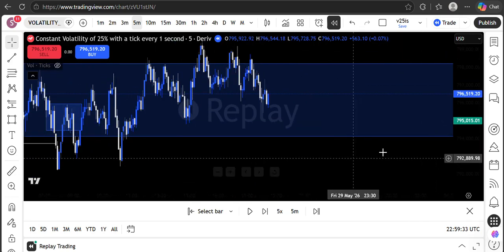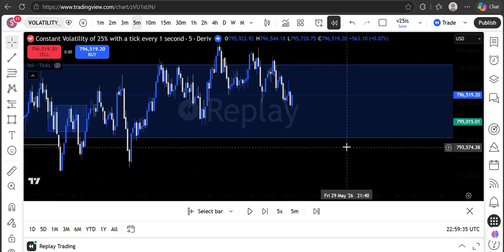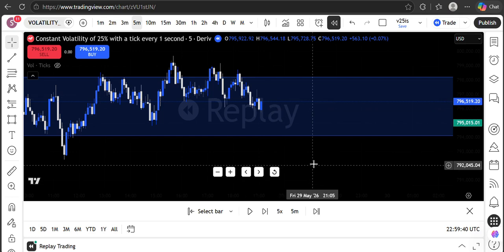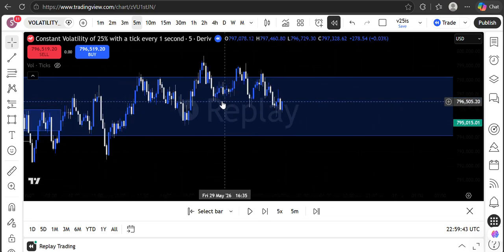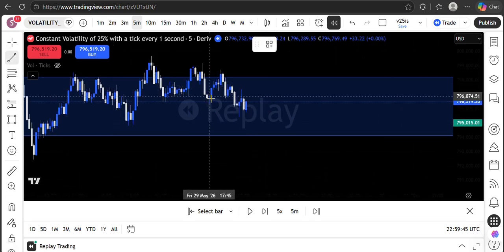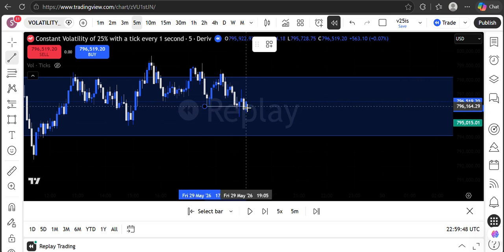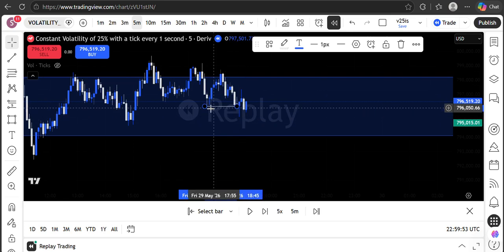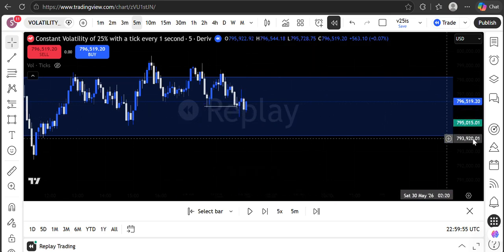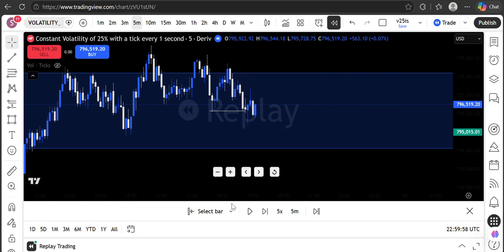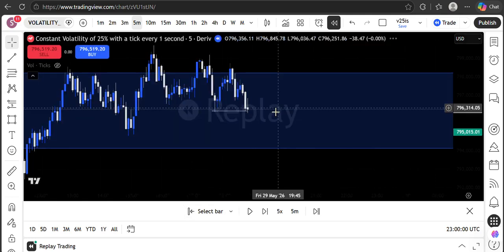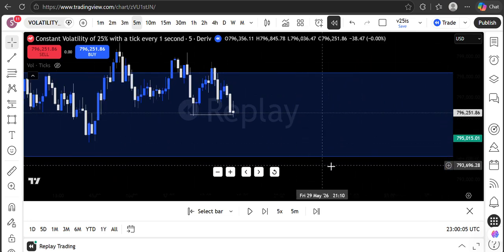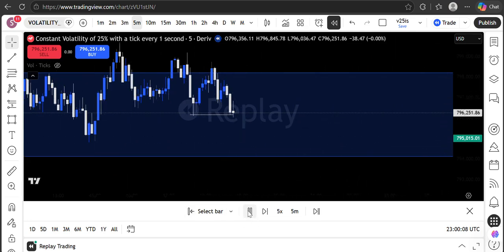Now let's take this out. So now after that liquidity sweep, we were able to get an entry here. We saw that there was a break of structure here to the downside. There was a break of structure here, caused by this momentum, to the downside. Let's take this out here. Okay, let's play.